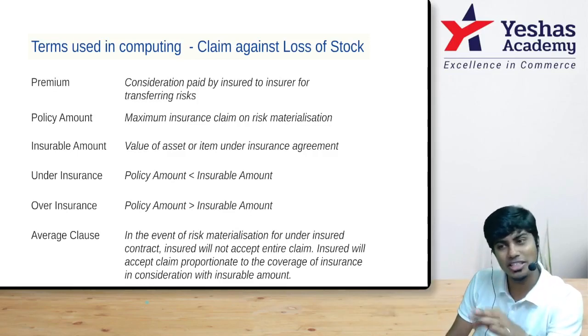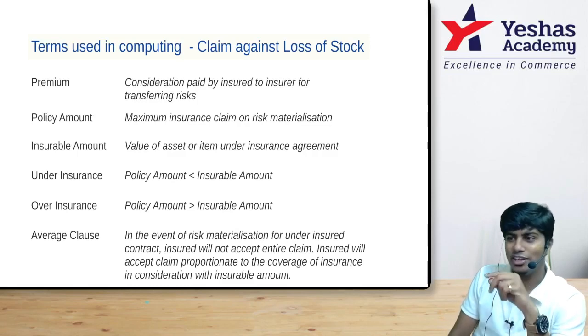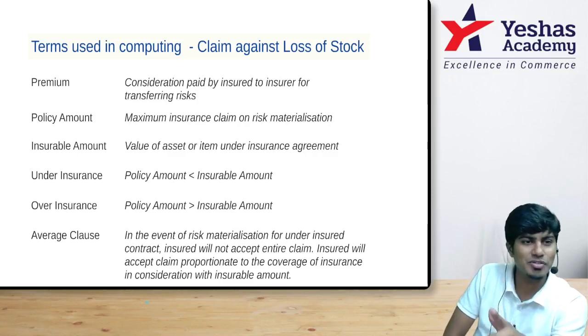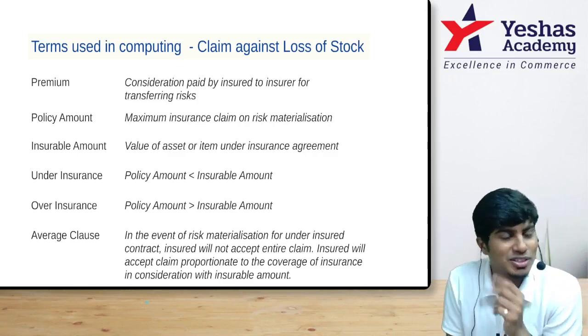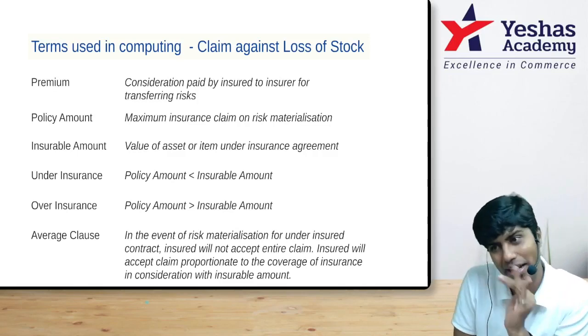The insurance claim is only on 70,000. Now there is a fight. You say 90, the insurance company will say 70. Who will win? The average clause. Let us meet in the middle.